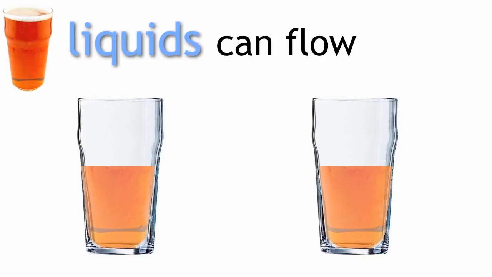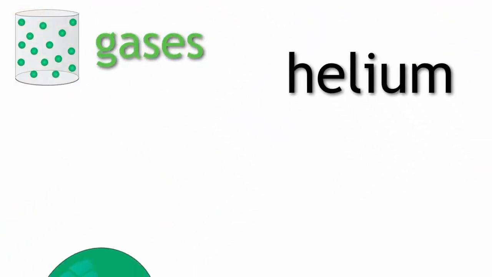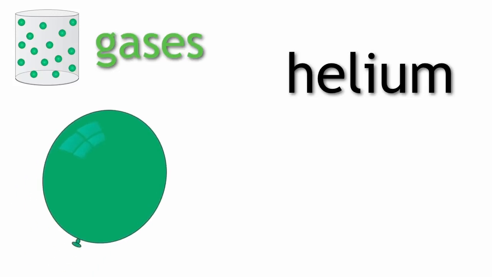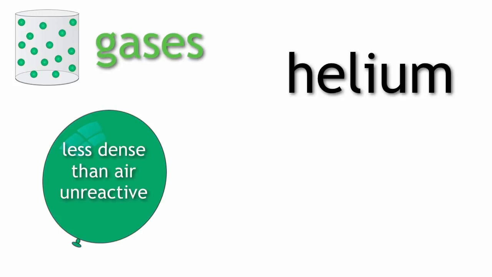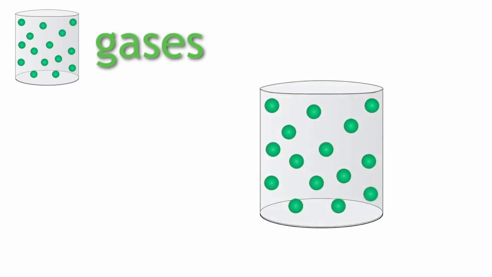Finally, let us look at gases. An example of a gas is helium. This is the gas in party balloons, because it is less dense than air and unreactive. Again, as with solids and liquids, the properties of gases depend on how the particles in gases are packed. Unlike solids and liquids, the particles in gases are not closely packed, they are far apart.